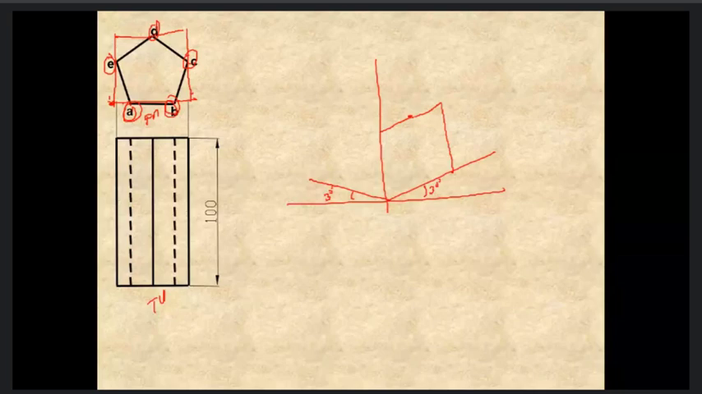So how will I draw it? In a figure I will find out what the highest dimension is. Suppose you have a figure in which many dimensions are given. In that figure 100 is the maximum dimension. So what I will do, I will take a scale. I will mark 10 mm, 10 mm, 20, 30, 40, 50, 60, 70, 80, 90 and 100. I will measure like this, 90 and 100.